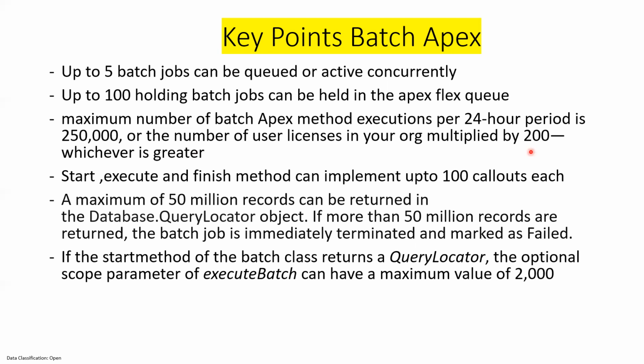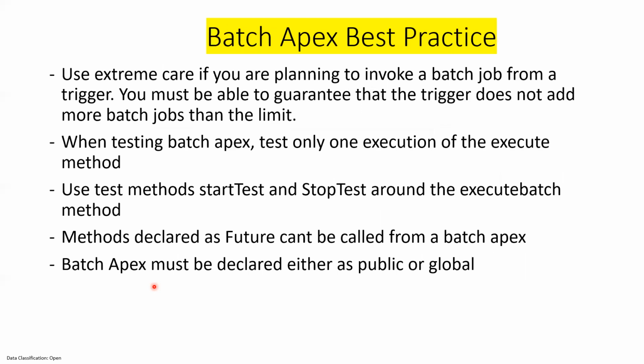So if the start method of the batch job class returns a QueryLocator, the optional scope parameter, nothing but the number of records you want to process per batch, can be set up to 2000. If the start method returns an Iterable, then you can have a higher upper limit, but with Database.QueryLocator, the maximum you can set is 2000, and the default is 200.